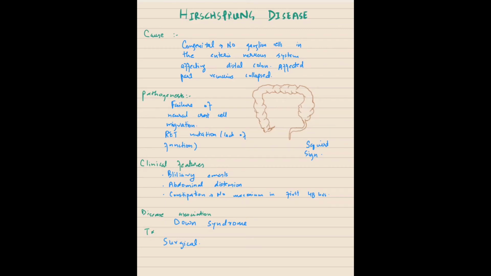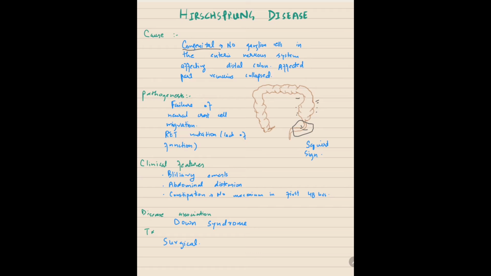Let's talk about Hirschsprung disease. It is a congenital disorder, so it will be present in the newborn. In Hirschsprung disease, mainly what happens is that there is collapse of the distal portion of the colon. The reason for this is the absent ganglion cells in the enteric nervous system, and the affected part remains collapsed. Here it looks abnormal: this area is dilated, and this area is collapsed, because this area is affected by the absent ganglion cells.